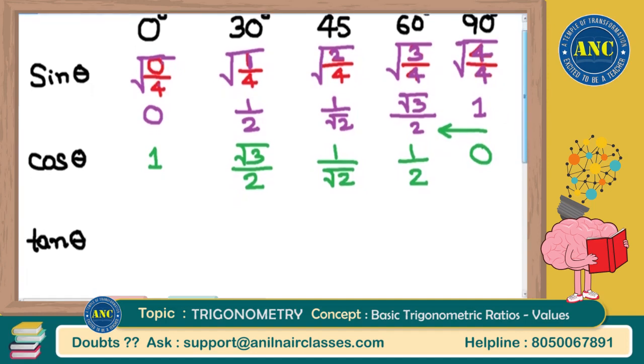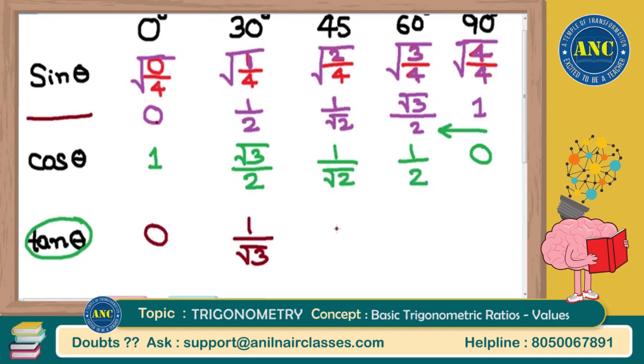Similarly, if I simplify further, tan is nothing but the derived trigonometric function. This tan is derived from sine and cos as sine divided by cos. So 0 divided by 1 is 0. 1 by 2 divided by root 3 by 2, the 2s will cancel, it is 1 by root 3. 1 by root 2 divided by 1 by root 2, both are the same values.